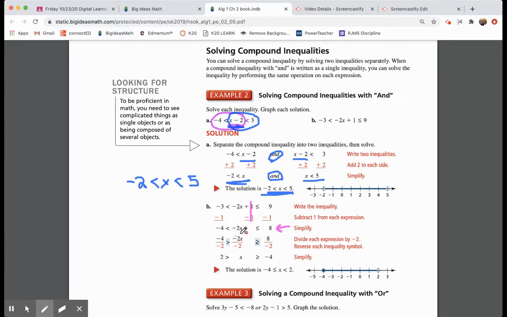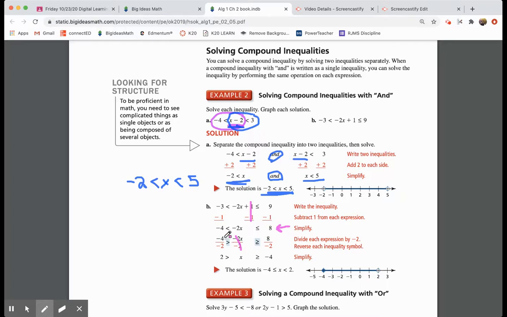So again, we're solving for x because we're trying to get it by itself between these two signs. So I would have to divide by -2. But don't forget, when you are multiplying or dividing by a negative, you have to flip your inequality signs. So it goes from less than to greater than, and this one goes from less than or equal to greater than or equal to. So this cancels.